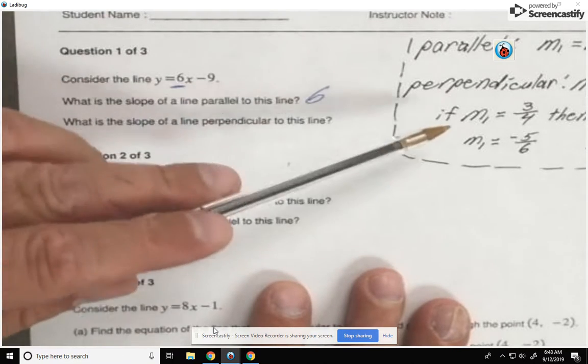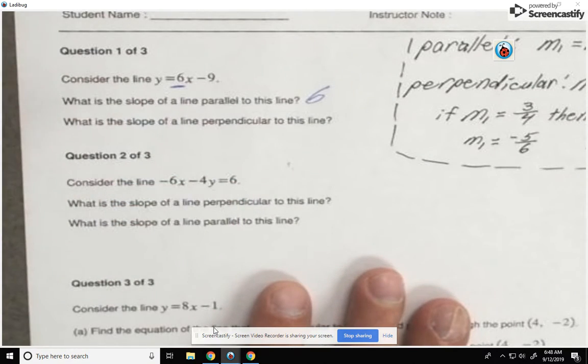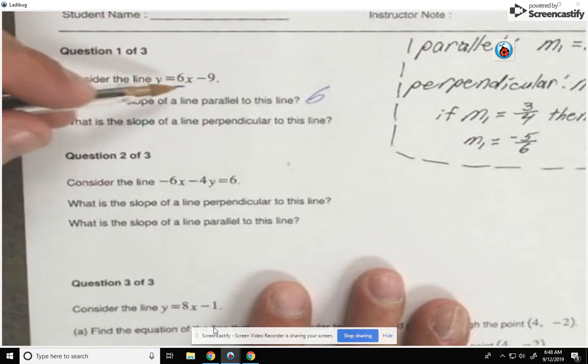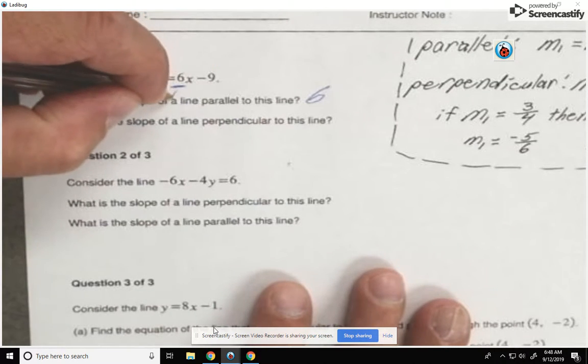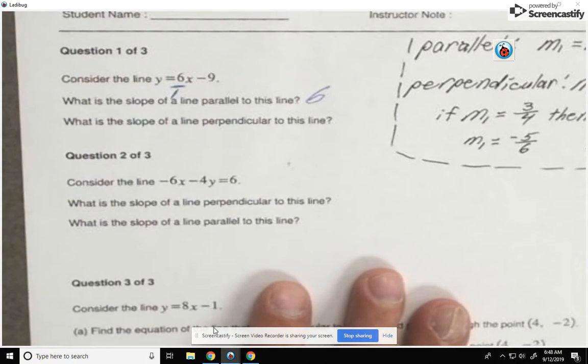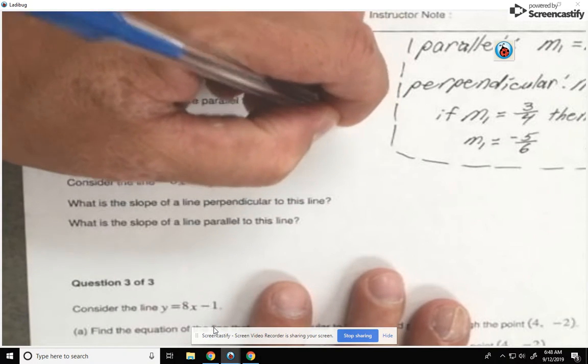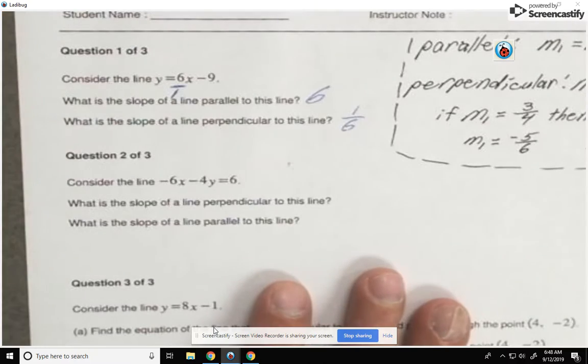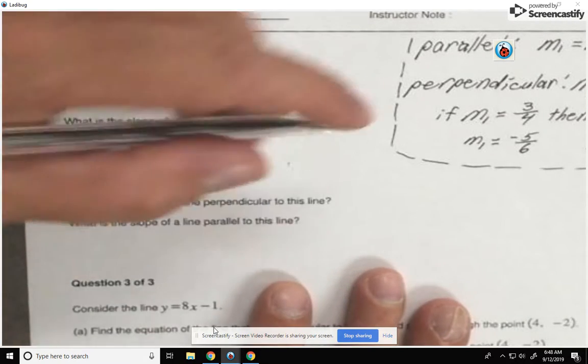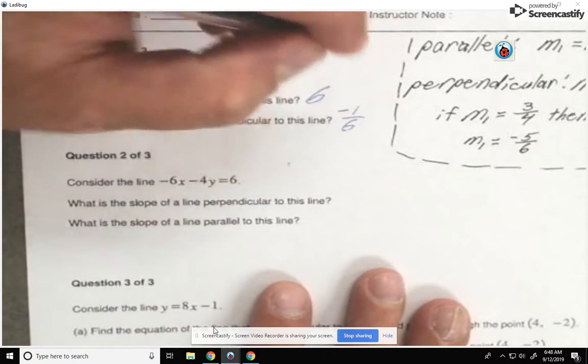Now, with the perpendicular, again, we said we flip it and change the sign. Since this is an integer, we know we just place it over 1. So now if we flip this, we're going to get 1/6. And then we change the sign. So since it's positive, our perpendicular is negative.